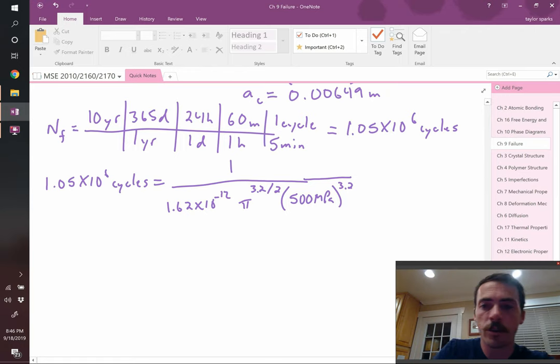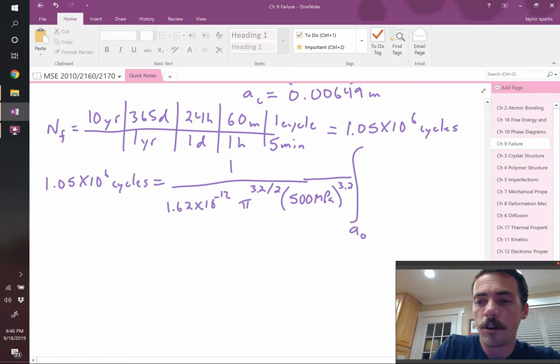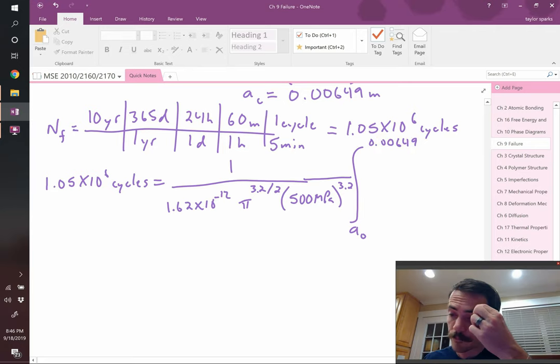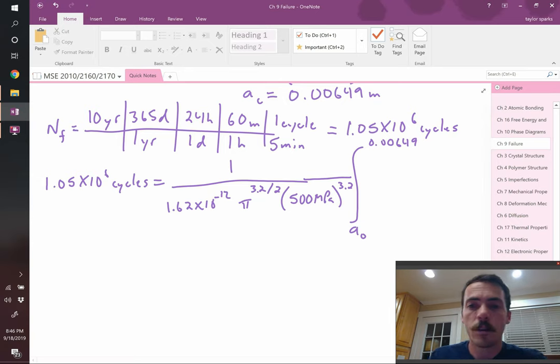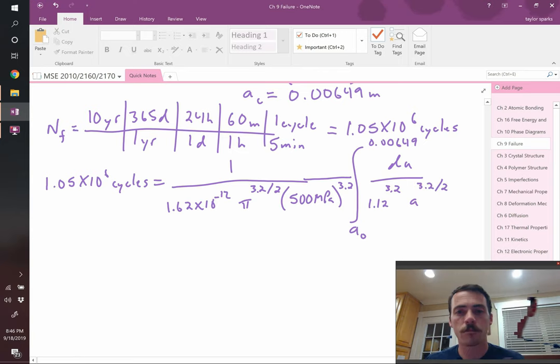Okay? Then we've got the integral. We're going to integrate from a naught, which we're going to eventually solve for, all the way up to, we're going to put this in meters, 0.00649. Okay? And that's in meters. The integral is dA over 1.12 raised to the 3.2 power multiplied by a to the 3.2 divided by 2, or 1.6. So we're almost there. That was honestly half the battle, is just figuring out what all those initial units are.